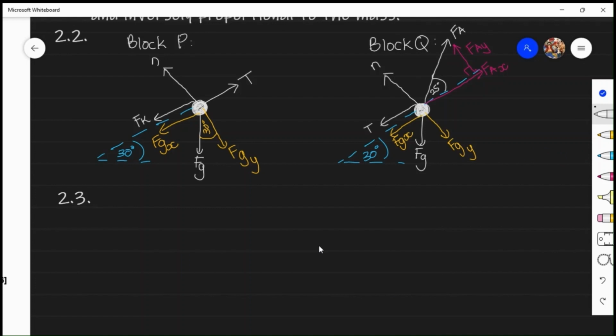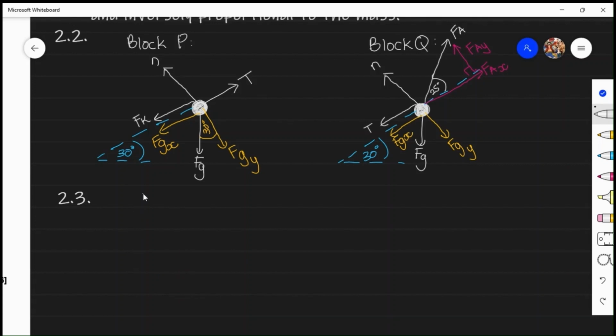Let us now attempt question 2.3, whereby we need to calculate the acceleration of block P. So like I mentioned previously, because acceleration and tension are unknown, we now need to build two separate equations and equate them to one another, or join the equations, if you want to refer to it as that. So let's start with block P. Let us now break it up into all of its values.